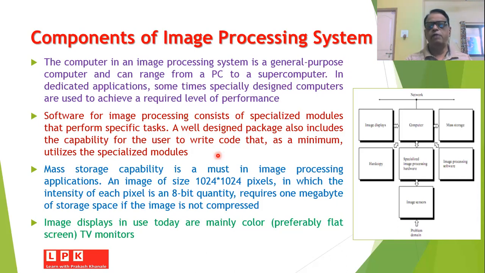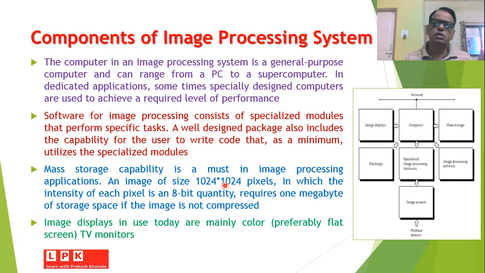Whenever we think of any image processing system, we require the storage capability. An image is normally of the size 1024 by 1024 pixels, so a large amount of space is required for storing the image. And when you have a large collection of images, a lot of memory is required. So the storage capability is also a main component of any image processing system.